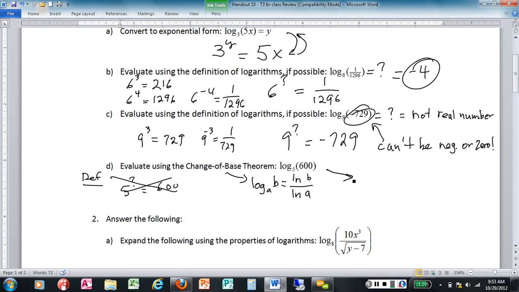By the change of base theorem there, what do we have? Well, it would be the natural log of what over natural log of what? It would be the natural log of 600 divided by natural log of 5, wouldn't it? And that will allow us to figure out this logarithm, even though it's not a nice power of 5, because we can do natural logarithms on the calculator. 600, divide that by ln of 5. I get 3.97.